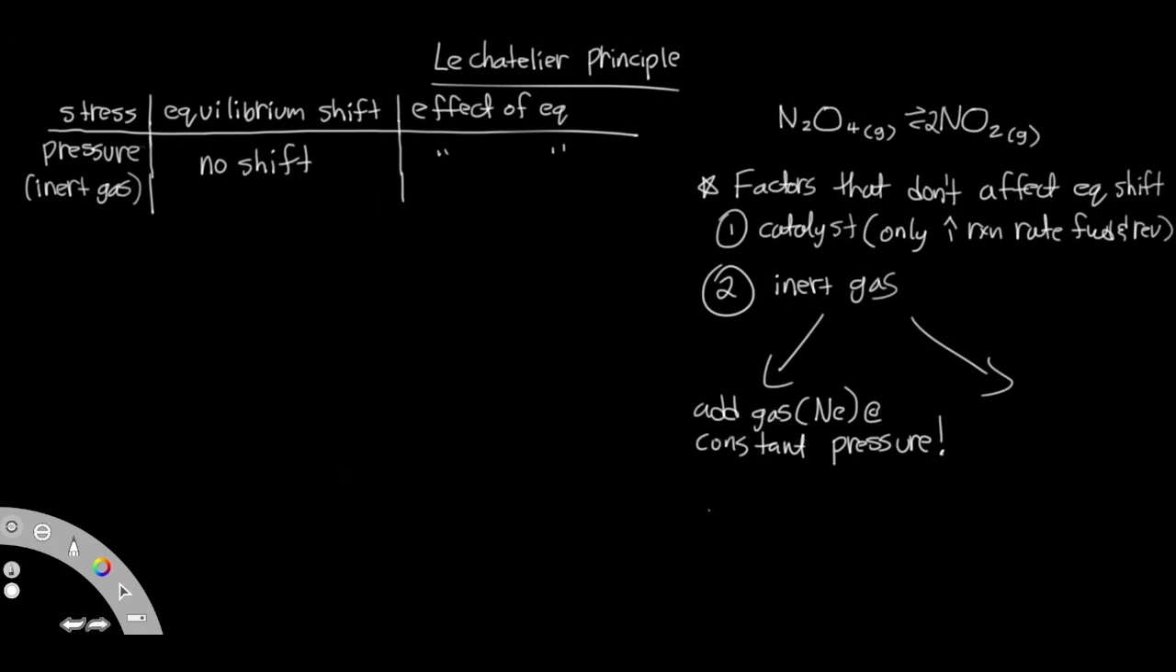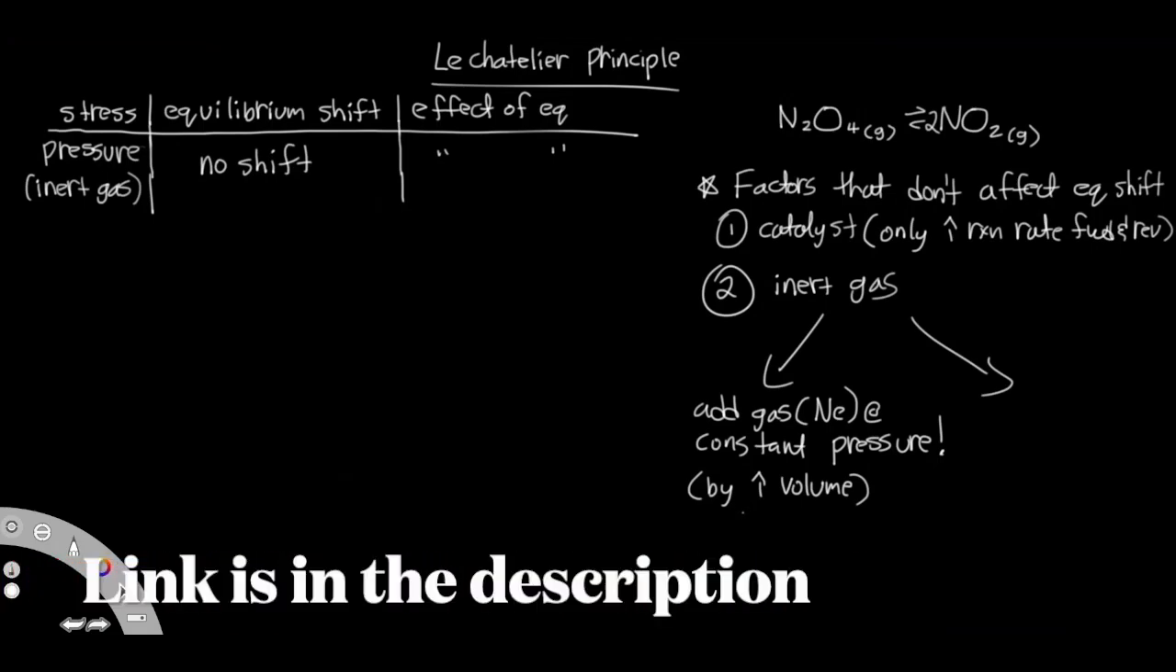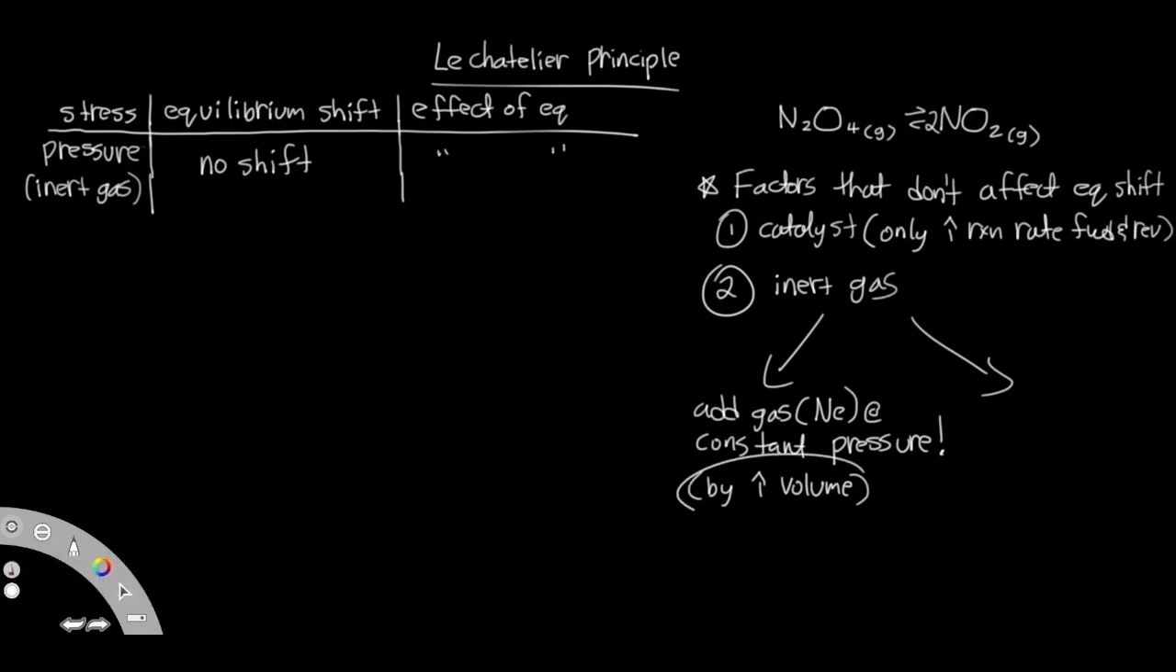If there's constant pressure, what do you think the only tactic possible is to make that happen? Obviously, it's to increase the volume. In the videos I've shown you before about the ideal gas law, the link is in the description as well, by increasing the volume you are able to maintain constant pressure because they are inversely proportional. Please have a look at the video prior to this one.